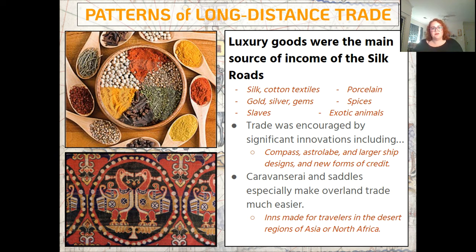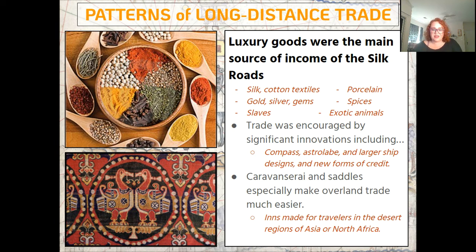Some of the items that were traded along this route were luxury goods, and it became the main source of income for people who lived along the Silk Road. So you had items like silk and cotton textiles, gold, silver, and gems, porcelain, spices, all kinds of things that were seen as being exotic items, items that you couldn't necessarily get anywhere else in the world. And one of the most precious commodities was, we talked about this, spices and salt to help preserve meat, and when it starts to go bad, make it taste better.